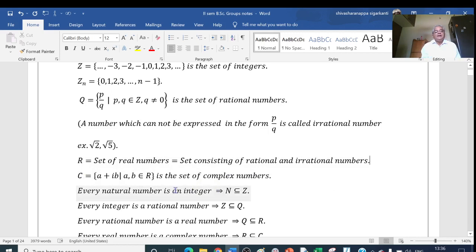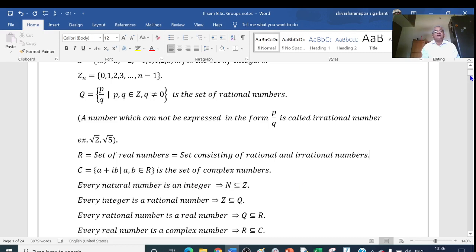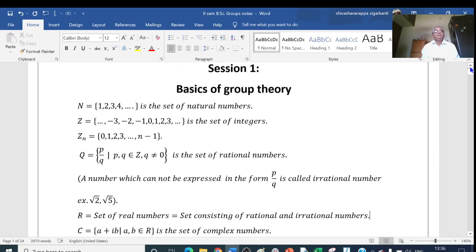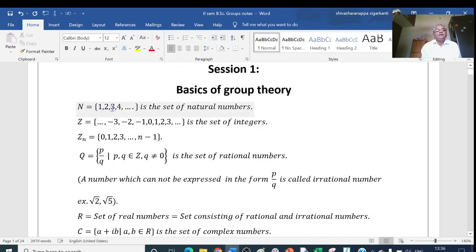And here we can observe that every natural number is an integer. See here, these are natural numbers 1, 2, 3, 4, and these are also integers. So here every natural number is also an integer. Therefore, we say that N is a subset of Z. But Z is not a subset of N. The converse is not true here, because minus 2 belongs to Z, but minus 2 does not belong to N.